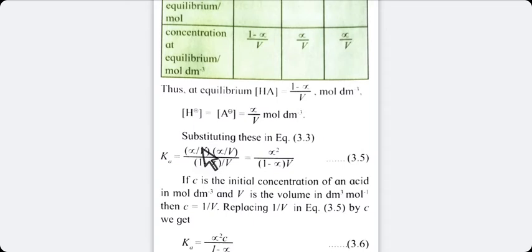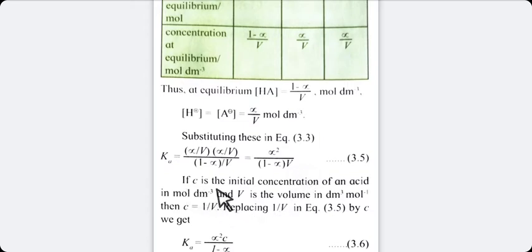I am repeating here, alpha square upon V square divided by 1 minus alpha upon V. This V will be cancelled by this V square. So in the numerator, what is remaining here? Alpha square upon V, and in the denominator it is 1 minus alpha. When you simplify this again, you will get alpha square upon 1 minus alpha into V.